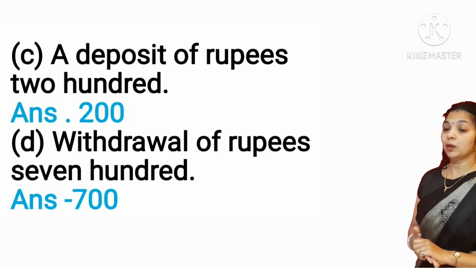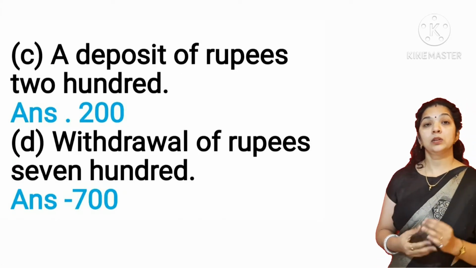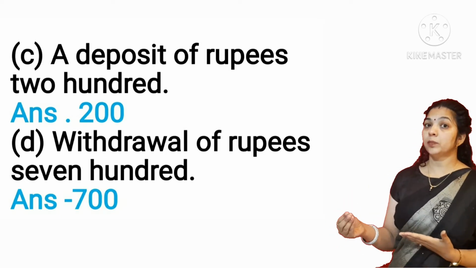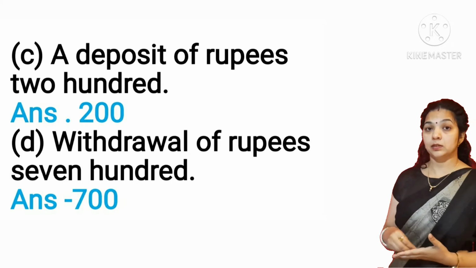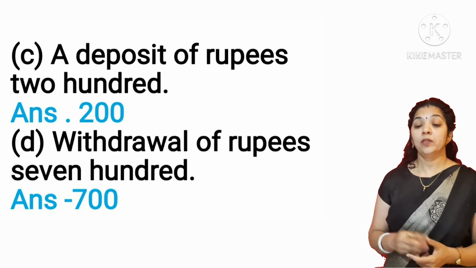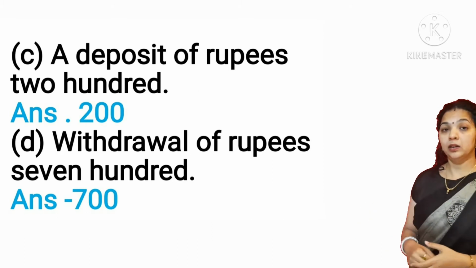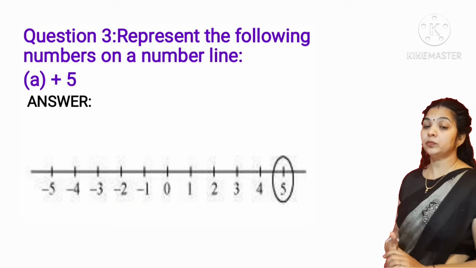Next is a deposit of rupees 200. Because the money is deposited, it is a positive number, so plus 200 will be the answer. Withdrawal rupees 700, so minus 700 would be the answer.